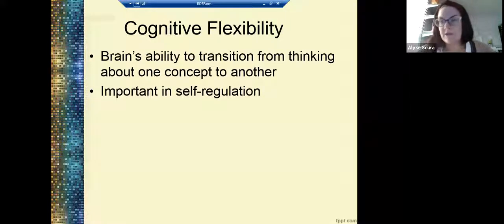Oftentimes people talk about difficulty with transition in regards to major aspects of the day, like going to school, coming home from school. But the majority of the time, there's difficulty in transitions hundreds of times a day, just from different topics within one class, from class to class, in day program, from activity to activity, even here, from activity to activity. So cognitive flexibility becomes really challenging with someone that has executive functioning deficits. It's incredibly important in self-regulation. If you can't transition from topic to topic, it's really, really hard to provide yourself with some self-regulation.